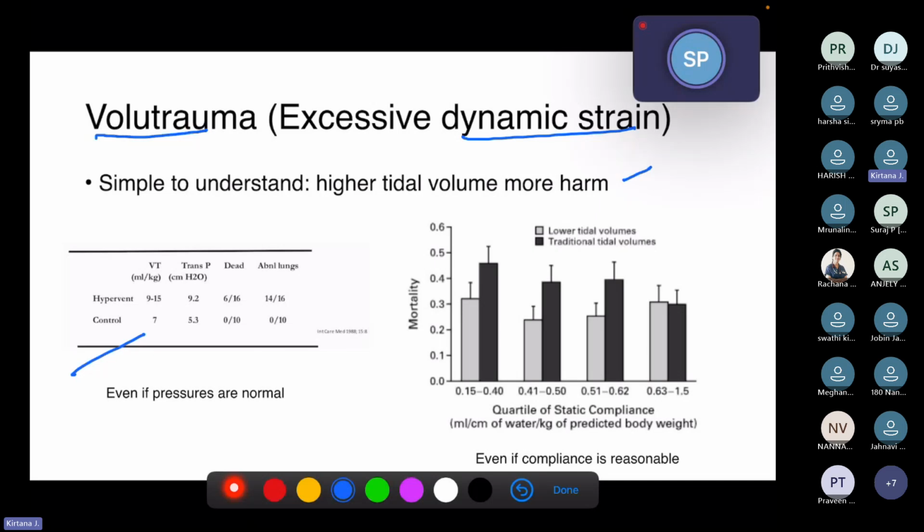And what was done is that they had inserted a catheter into the rat's fourth ventricle in order to stimulate the respiratory center. So in the control group, they did not stimulate, whereas in the active group, they actually stimulated the respiratory centers to induce hyperventilation.